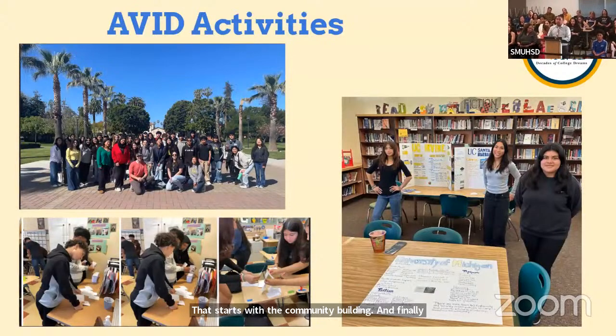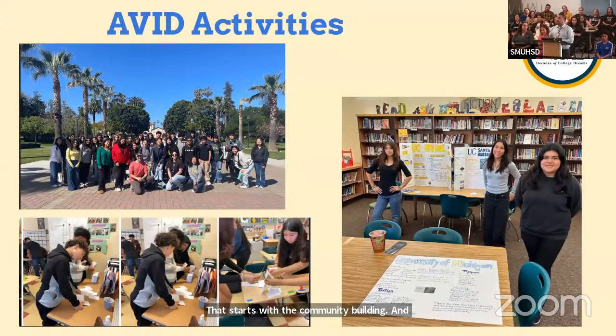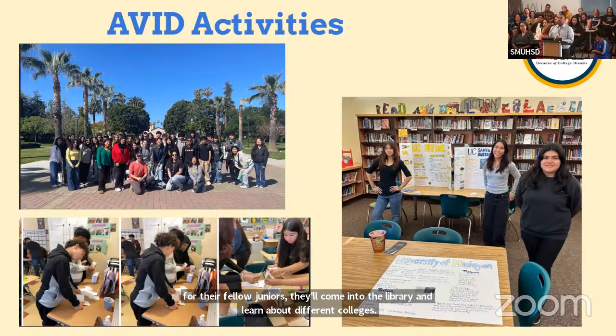And finally, on the right, you'll see the AVID college tabling event that we do. This is typically done by the junior class where students will research different colleges and they'll conduct a college fair for their fellow juniors where they'll come into the library and learn about different colleges in an effort to bring awareness to their different options as they head into senior year.